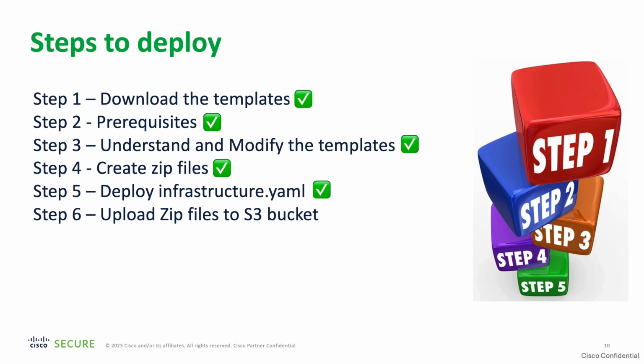Okay, in step 5, we deployed the stack to deploy all the infrastructure using our infrastructure.yaml template, right? We also deployed one S3 bucket using that stack. In step 6, we'll be uploading all the zip files that we created in one of the previous steps into the S3 bucket, right? Let's again go to the AWS console.